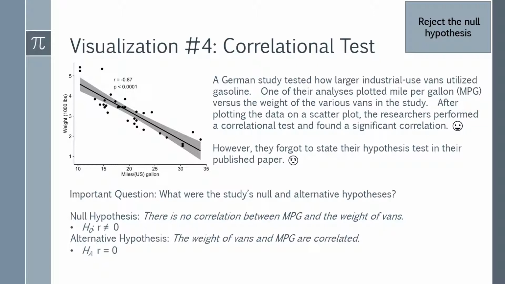The null hypothesis is as follows. There is no correlation between miles per gallon and the weight of vans. The alternative hypothesis is as follows. The weight of vans and miles per gallon are correlated. Based on the information that we are provided, the logical conclusion is to reject the null hypothesis unless we are given more information to explore this study accordingly.